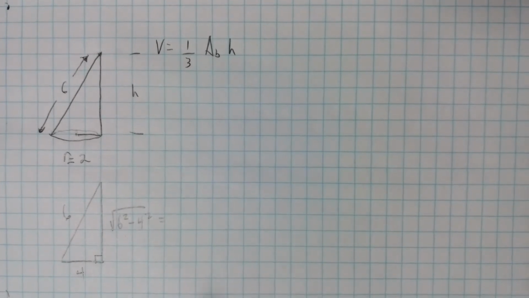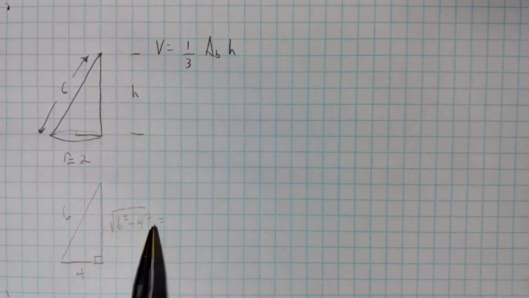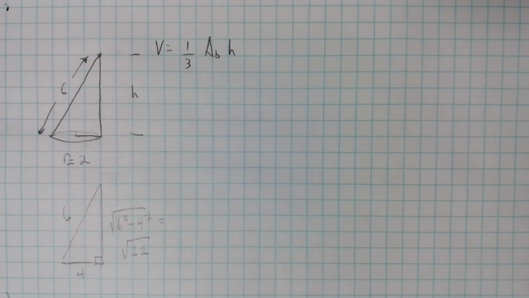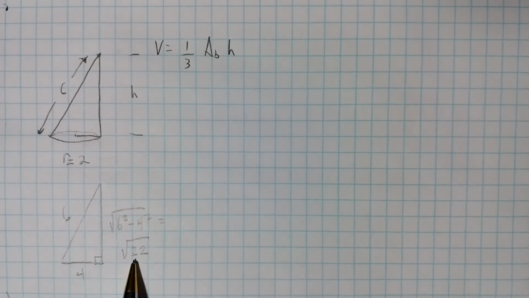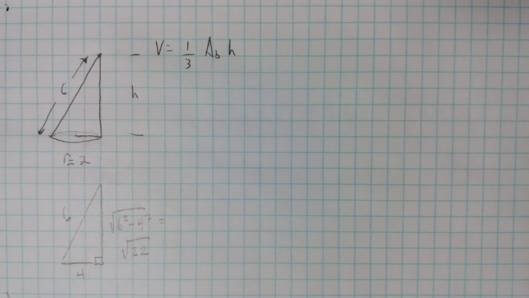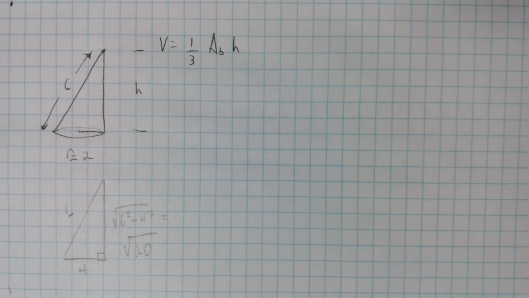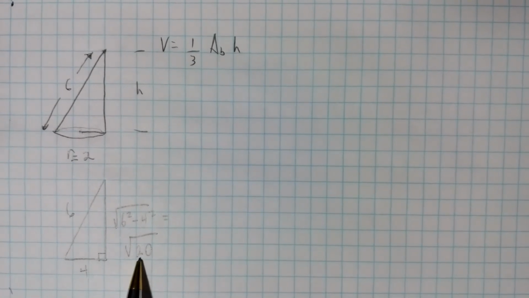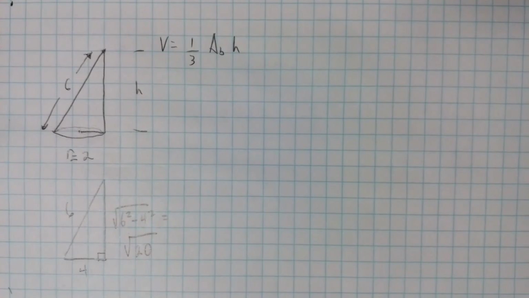So here I get the square root of 6 squared minus 4 squared. And I do expect you to be able to know 6 times 6 minus 4 times 4: 36 minus 16. And of course, we're not all perfect, so it's actually the square root of 20. Made a little mistake there, but on the quiz, you've got to get that.